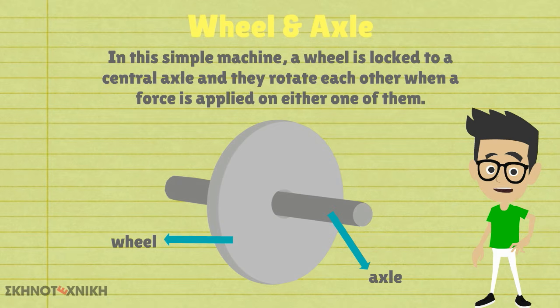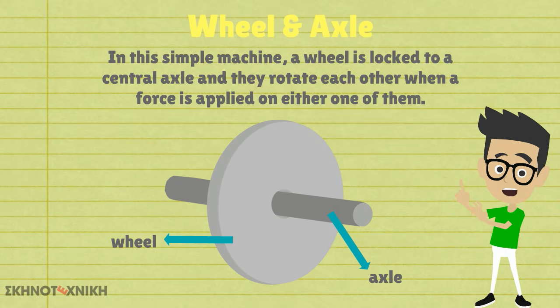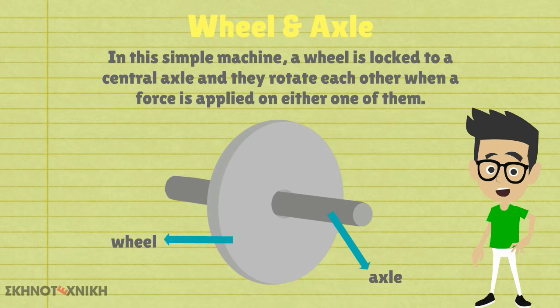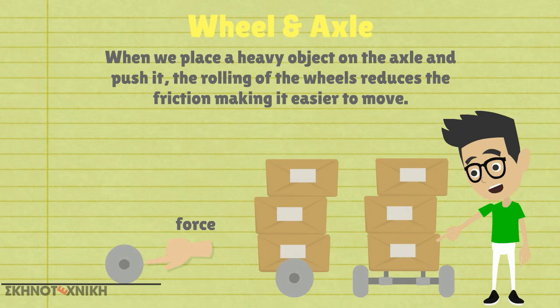In this simple machine, a wheel is locked to a central axle, and they rotate each other when a force is applied on either one of them. When we place a heavy object on the axle and push it, the rolling of the wheels reduces the friction, making it easier to move.